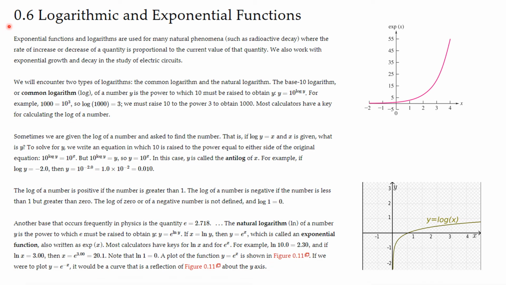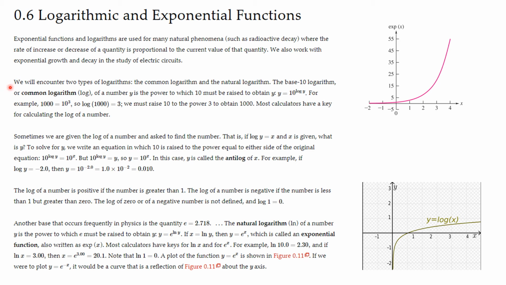Last but not least are logarithmic and exponential functions. Exponential functions and logarithms are used for many natural phenomena, such as radioactive decay, where the rate of increase or decrease of a quantity is proportional to the current value of that quantity. We also work with exponential growth and decay in the study of electrical circuits, and I had you watch a video during the first part of this course about exponential growth.